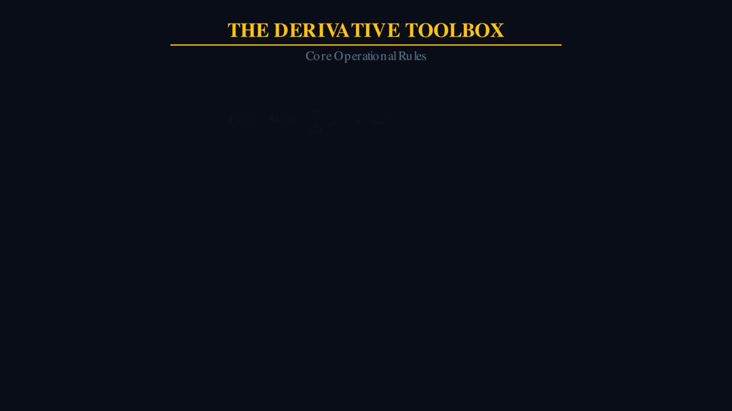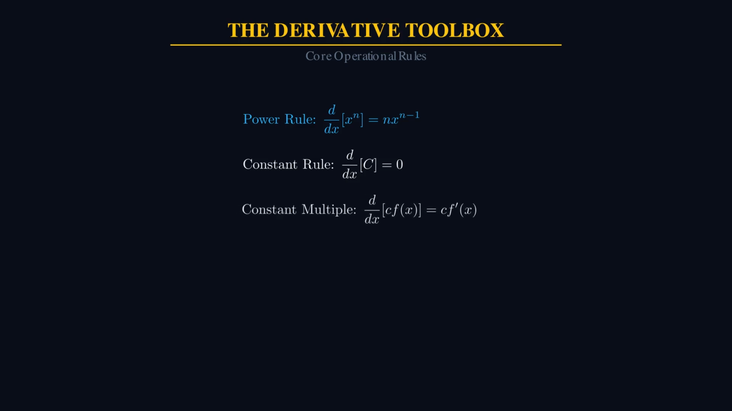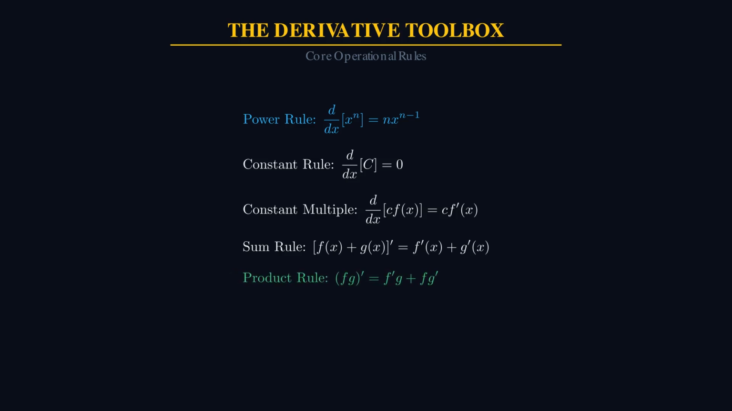Power rule. Multiply by the power and decrease the exponent by 1. Constant rule. Constants do not change, so their derivative is 0. Constant multiple rule. Pull constants outside. Sum rule. Differentiate each function individually. Product rule. Derivative of first times second plus first times derivative of second. Quotient rule. Bottom d top minus top d bottom, over bottom squared.